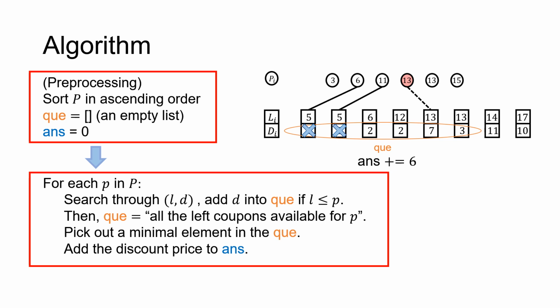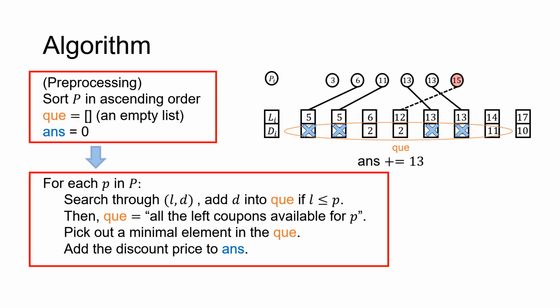Now, let's think about the first item with a price of 13. It's worth mentioning that when we encounter 2 items with the same price, we should add coupons while considering the first item. Then, we move on to the second item with a price of 13.